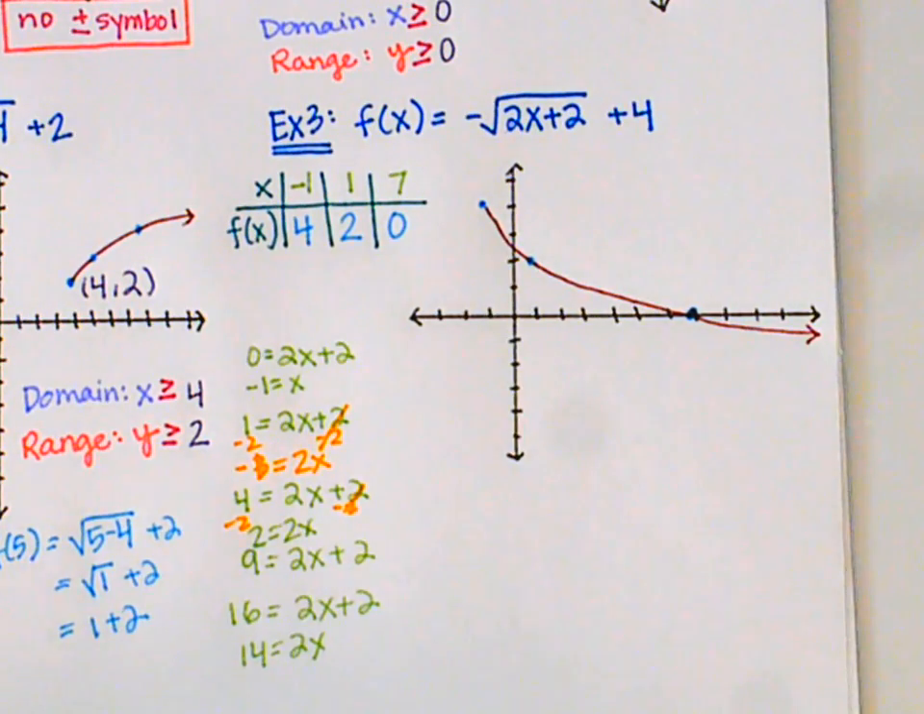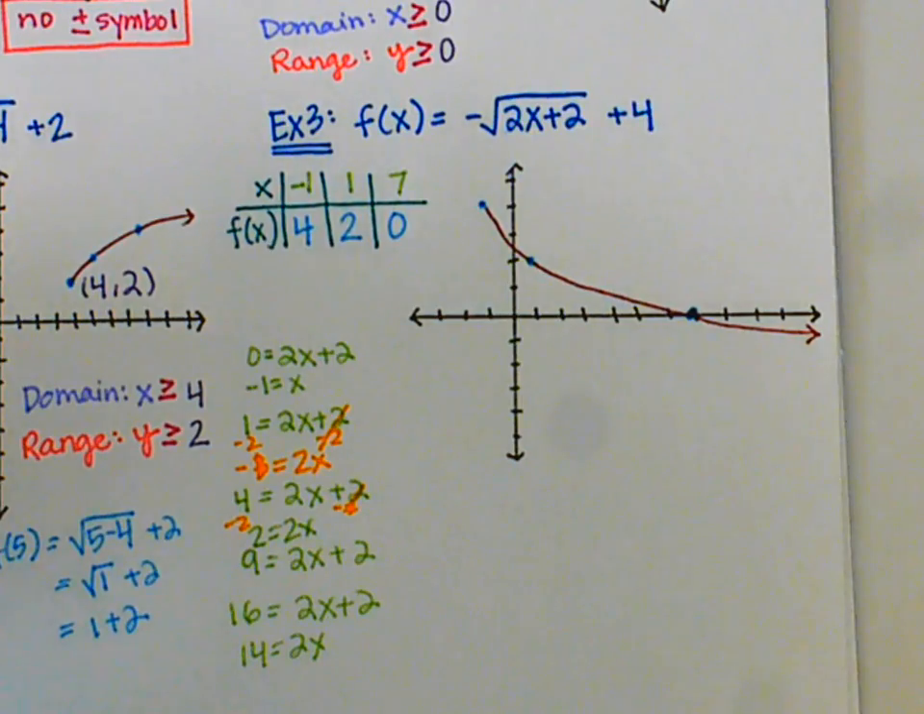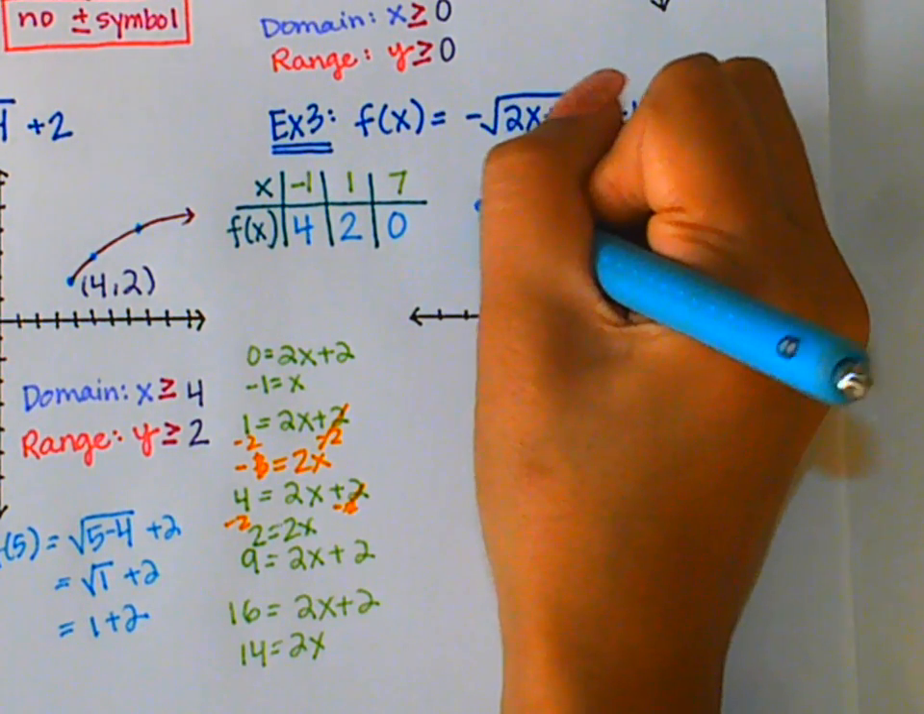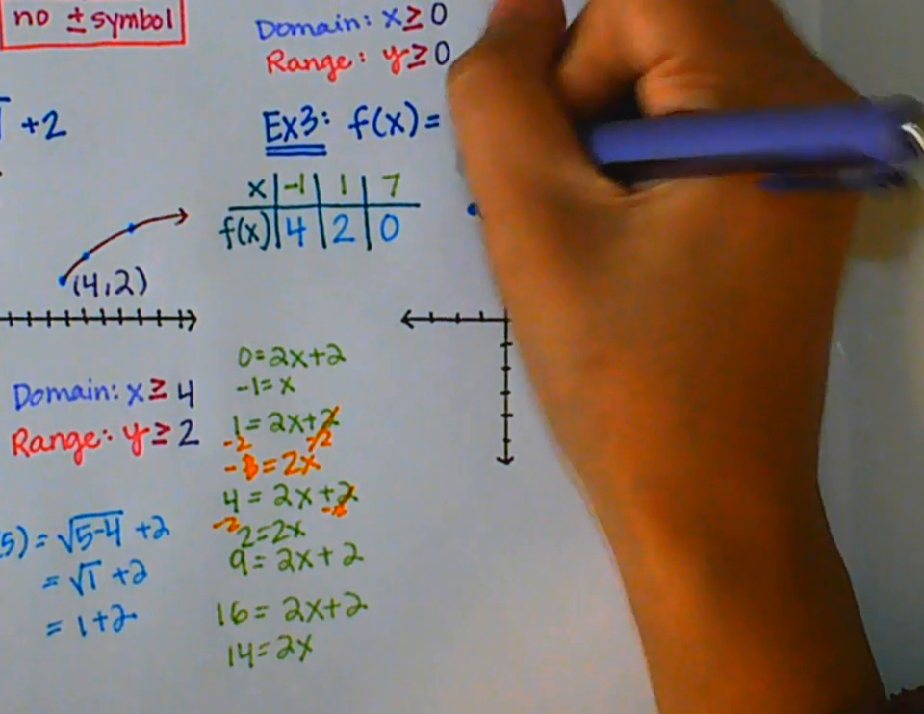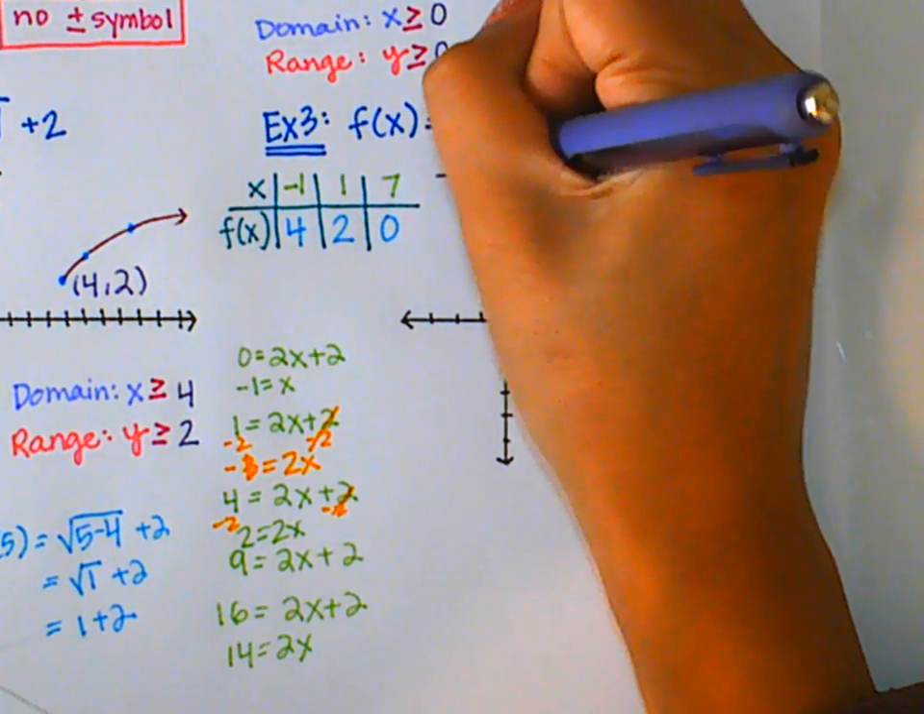All right. Now my vertex is that point where it starts. So I'm going to make it slightly bigger right there. And that point is -1, 4.